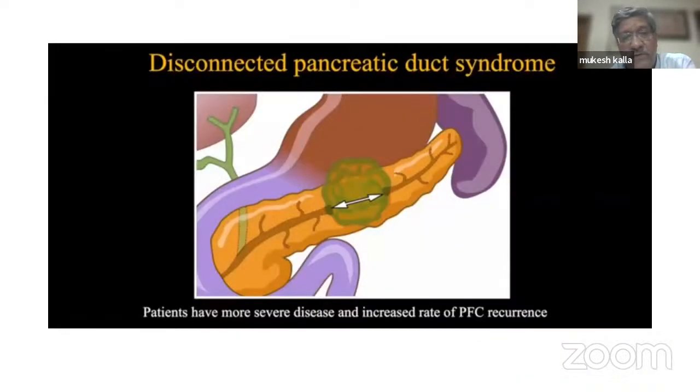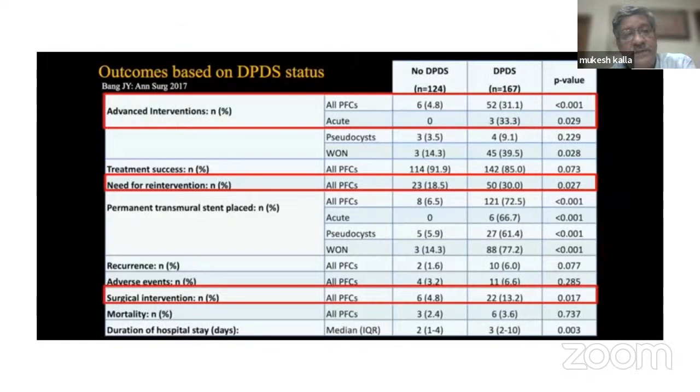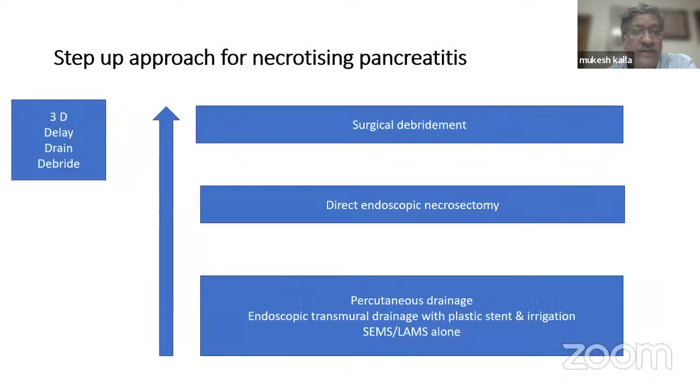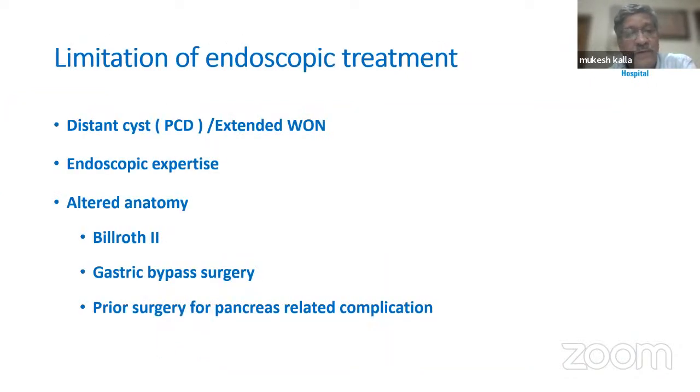Now, a little word about disconnected pancreatic duct syndrome, because this is one thing which, if it is there, will probably negatively prognosticate your treatment. In these patients, the requirement for surgical interventions is higher, and the need for reinterventions is higher. Therefore, one must try to assess whether the patient has DPDS or not. To conclude, you delay, you drain, and you debride. This is the approach one should apply.